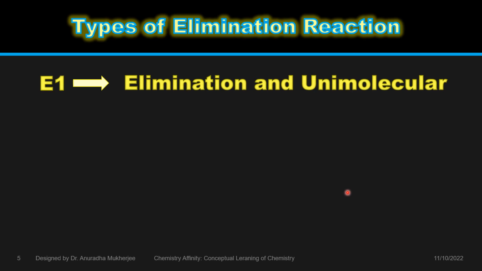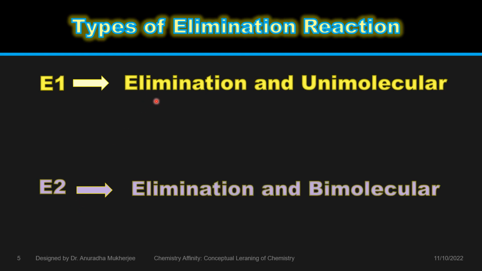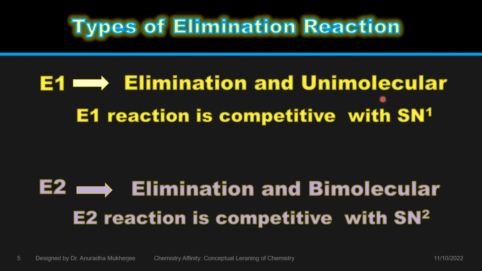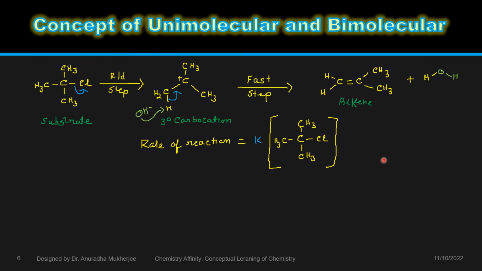Similar to nucleophilic substitution reaction, there are two types of elimination reaction, E1 and E2. E1 means elimination unimolecular. E2 means elimination bimolecular. E1 reaction is competitive with SN1 reaction and E2 reaction is competitive with SN2 reaction. Let's explain the concept of unimolecular and bimolecular reaction.